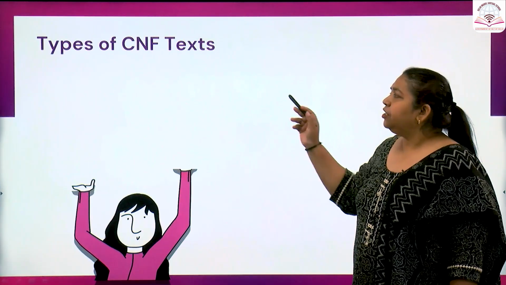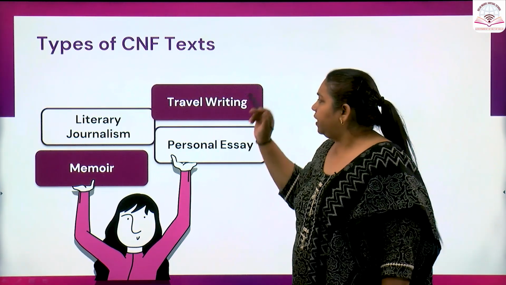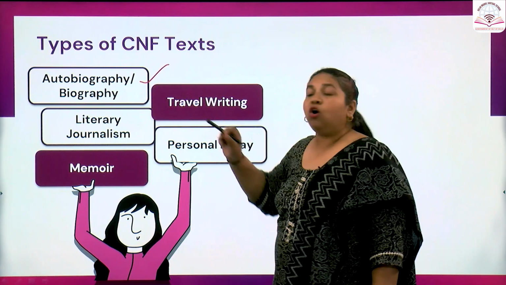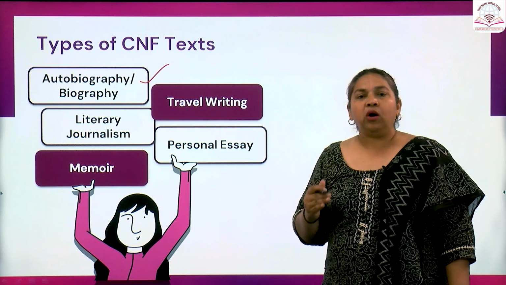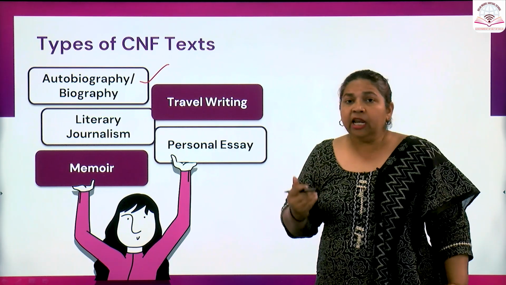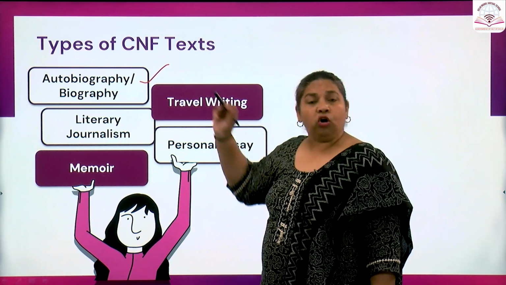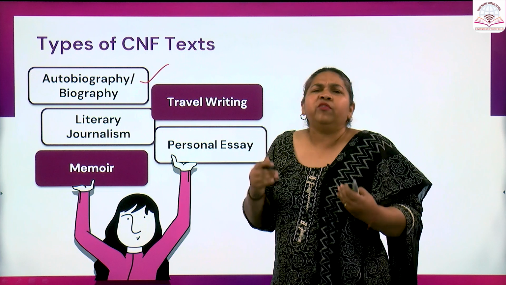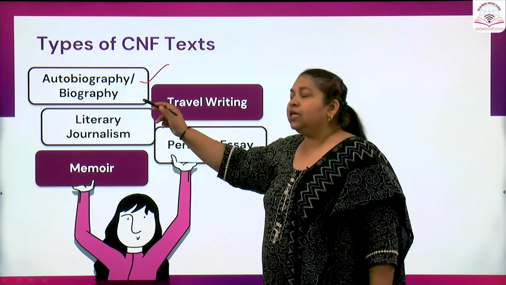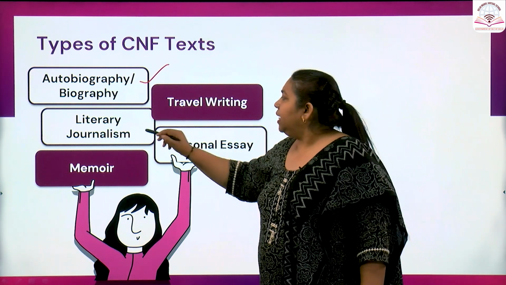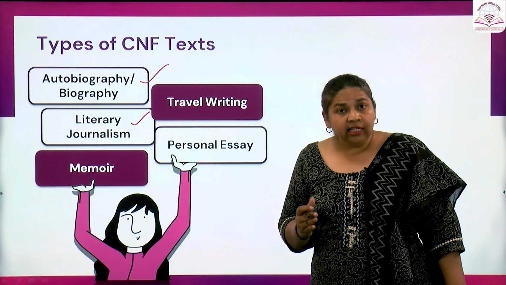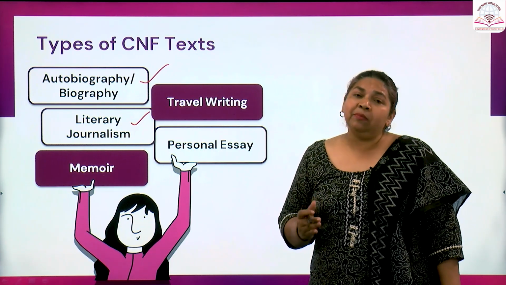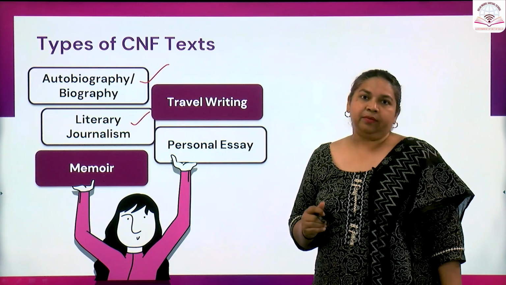Now let's see the different types of CNF texts. First is autobiography or biography. The story about a person written by himself means autobiography. And if someone else writes it, it's a biography. Next is literary journalism. Journalism with all the elements of storytelling.